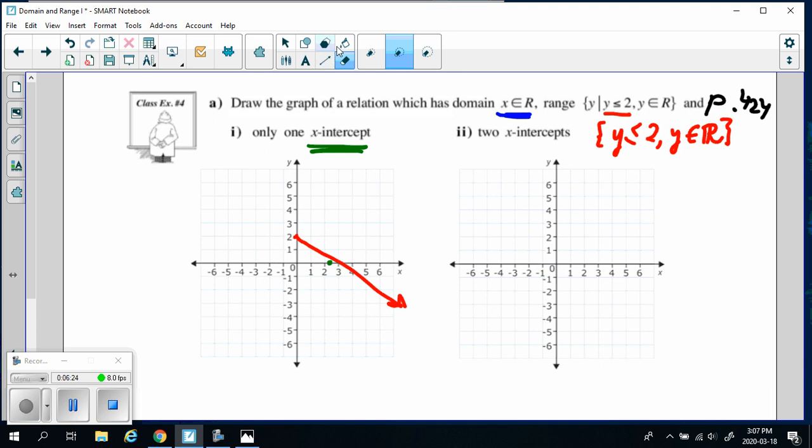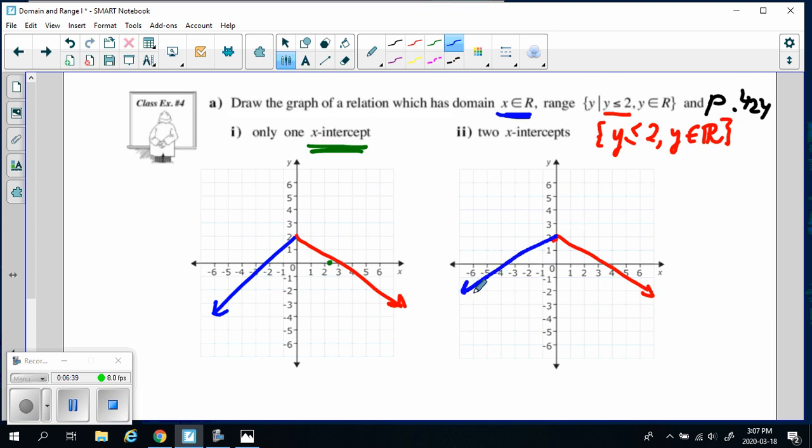The problem is, if I extend it all the way over on this side, the blue side, I'm going to end up with 2 x-intercepts. So really, this should be the answer to this question over here. The one with 2 x-intercepts, I can draw this. It's going to go on forever that way. And then this, and it'll go on forever that way. And we don't get any values on the y-axis above 2. So that one's good. This one's no good. We got to think again.